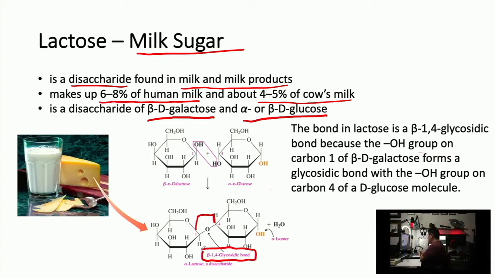In contrast to the maltose, which had the alpha 1,4 glycosidic bond, lactose has a beta 1,4, and that's important for something else later. So keep that in mind. Put a pin in that. The beta 1,4 glycosidic bond of lactose.